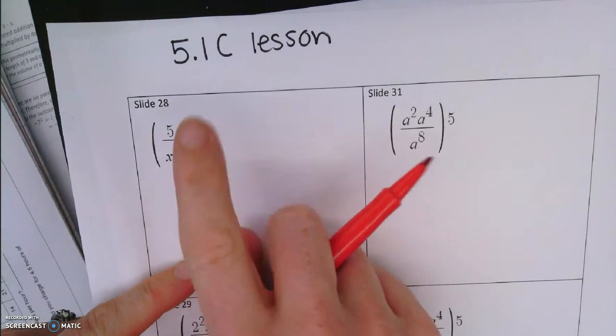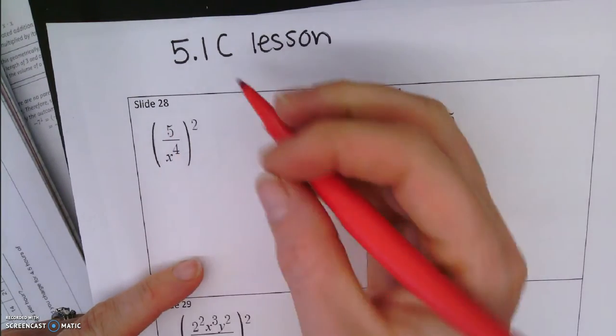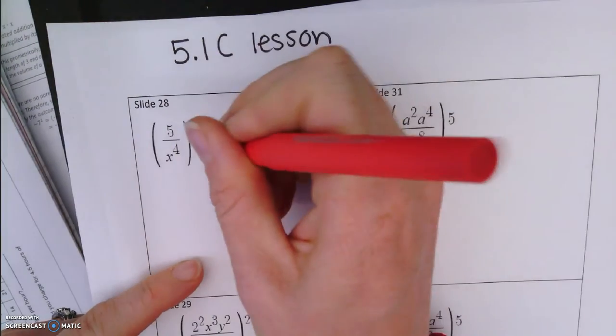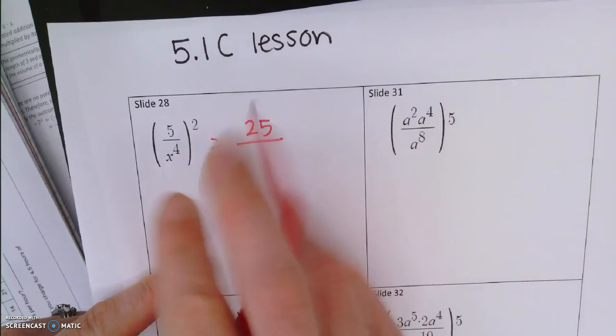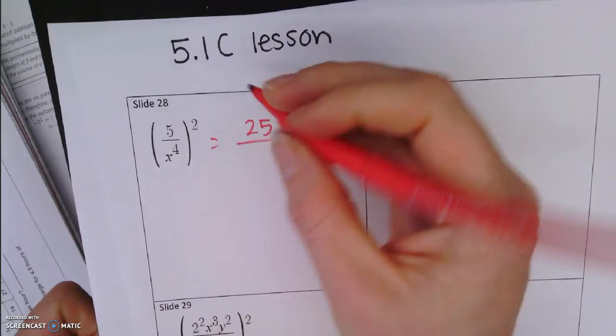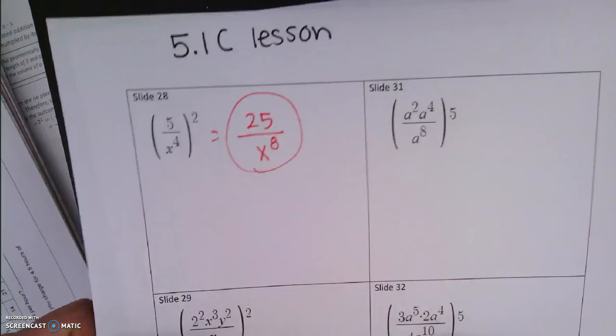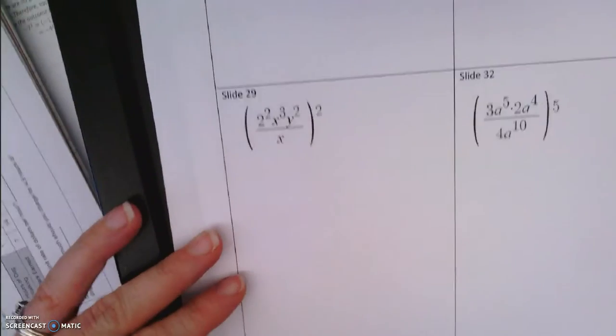Notice this is a power of a quotient. The exponent belongs to the 5 and x to the 4th. So 5 squared, that's right, 25. X to the 4th being squared, power to a power. Multiply those exponents, we have x to the 8th. Really nice job. Moving on to slide 29.